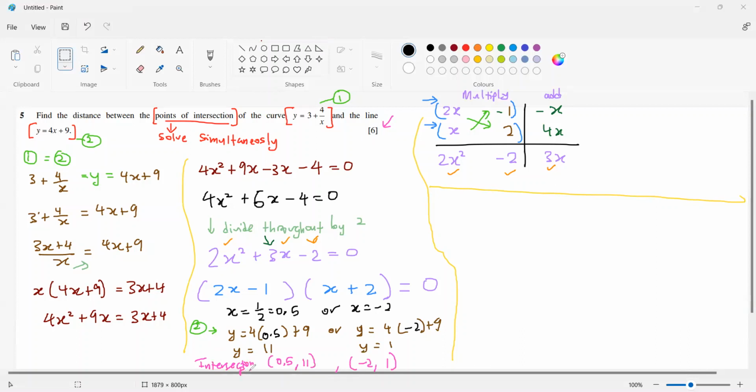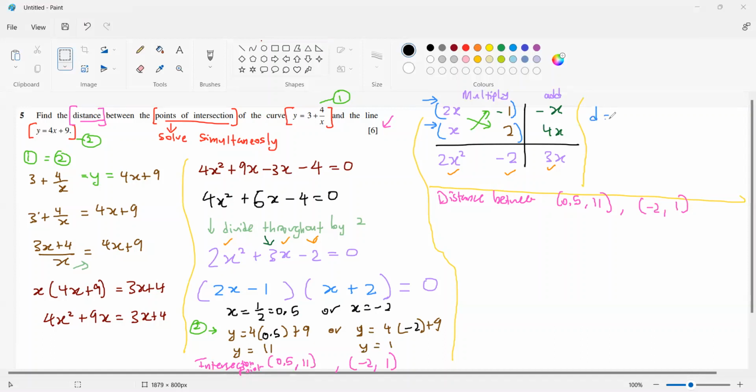Let's think about it. These are the intersection points. Now, there's one other thing they actually ask: find the distance between the points of intersection. So we want to find the distance between 0.5, 11 and -2, 1. So we use the famous distance formula. Let me put the formula here.